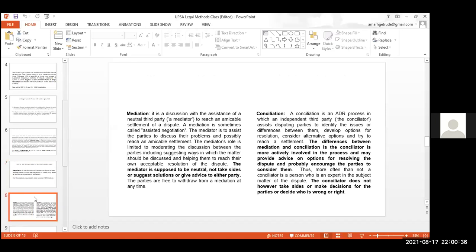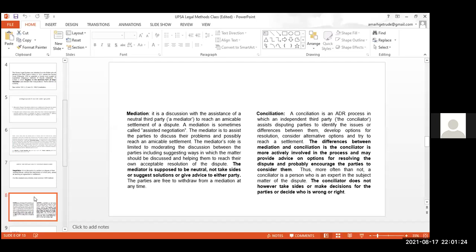We can also look at the process of mediation. Mediation, which is slightly different from negotiation. Once again, it's also a discussion, but over here, mediation happens with the assistance of a neutral third party who we call a mediator. And this discussion, with the assistance of this neutral third party, is aimed at what? Reaching an amicable settlement of a dispute. So unlike in negotiation where the parties sit down by themselves and try to reach a settlement of their dispute, with mediation, it's a similar thing, but this time around, the parties do this with the assistance of a neutral third party called a mediator.